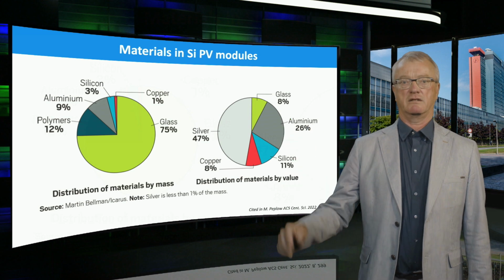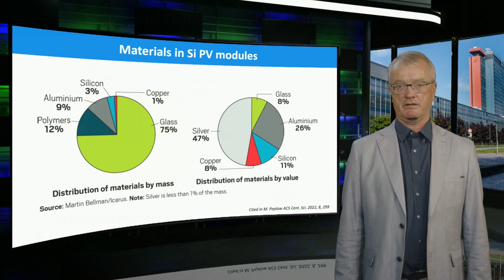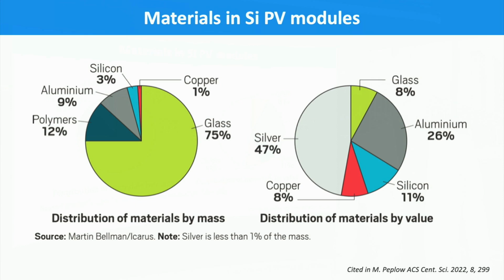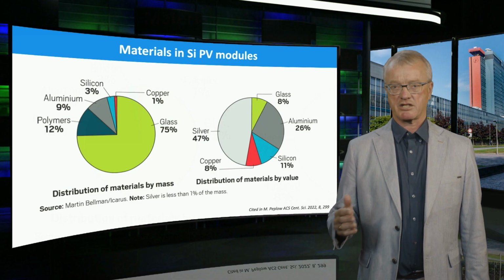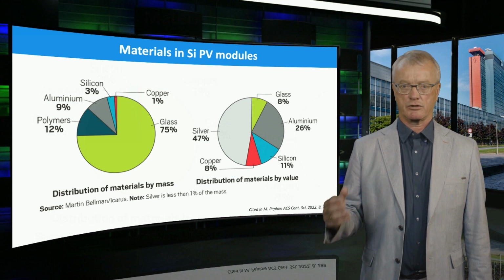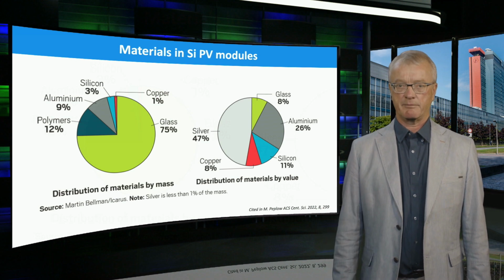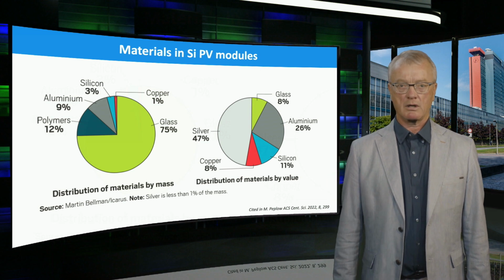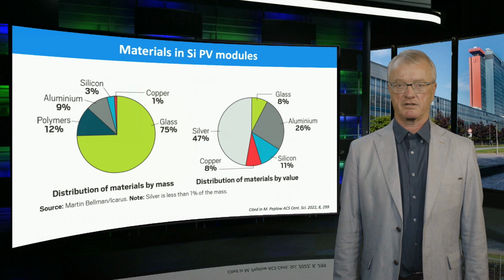In the pie chart, the share for materials by monetary values shows a completely different picture. It is interesting to note that the monetary value of a PV module is mostly dominated by the metal consumption. Silver's value corresponds to about 50% of the module's value. Besides mass and value, we also need to pay attention to the environmental aspects of PV. In the following, we shall discuss more about the environmental impact of silicon PV.